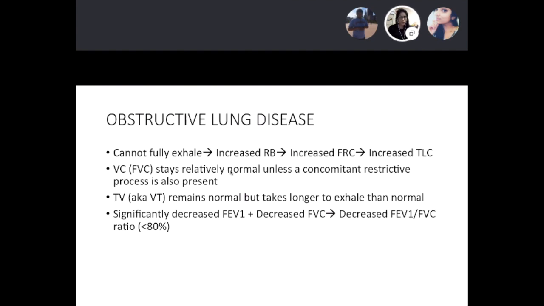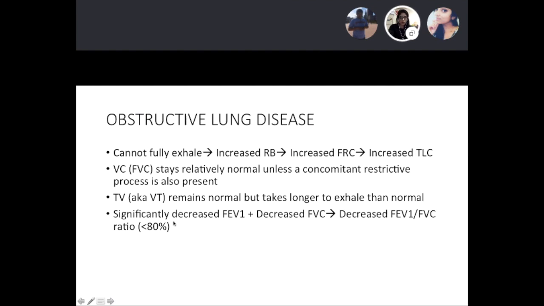The tidal volume, and I just put AKA volume tidal, is just the equation form you'll see, remains normal, but it does take longer to exhale than normal. The exhalation being longer than normal would be if there's, again, a restrictive process taking place at the same time.